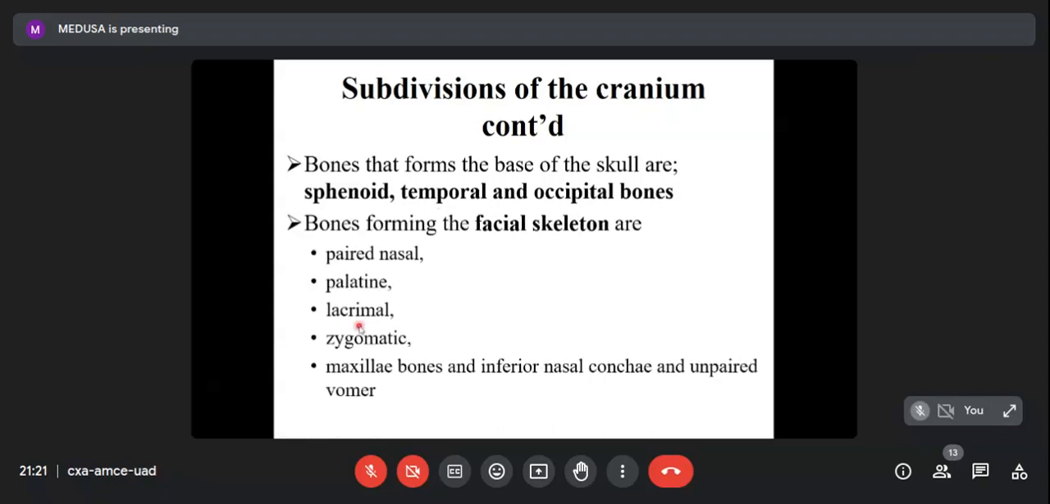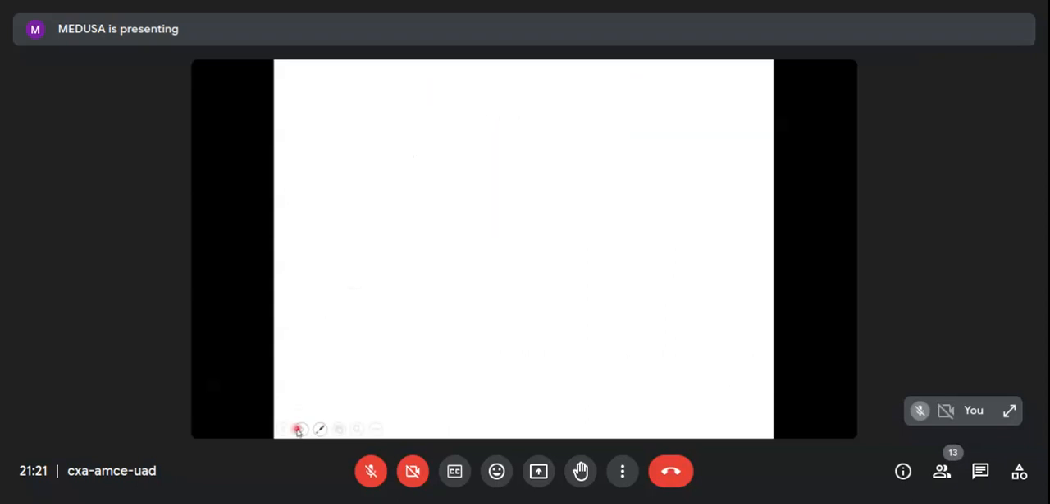And also we need to know what bones make up the facial skeleton. We have the paired nasal bones, the palatine, the lacrimal bone, and the zygomatic bone, as well as the maxillary bones and the inferior nasal conchae, as well as the vomer. These will make up the facial skeleton.